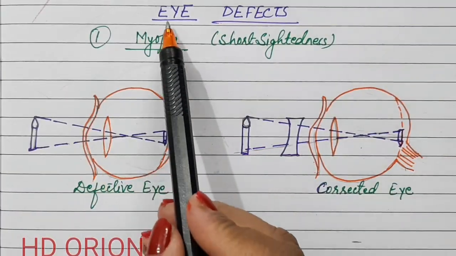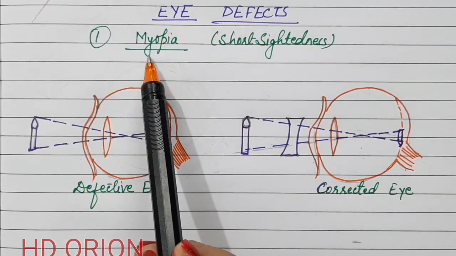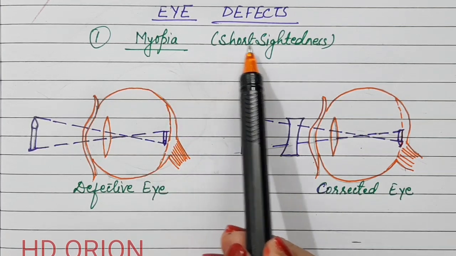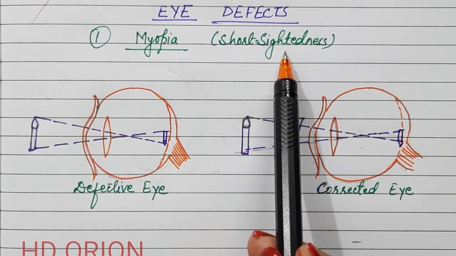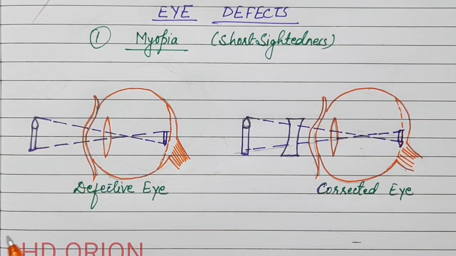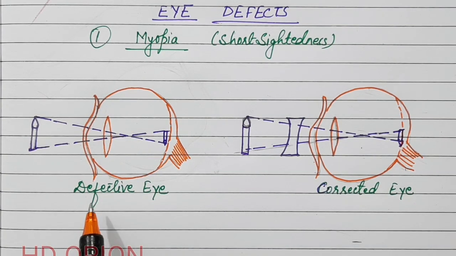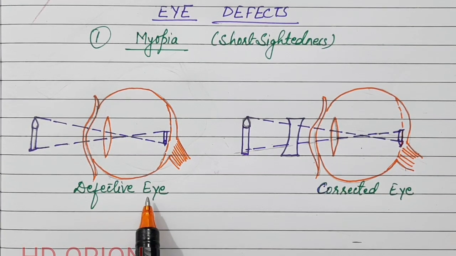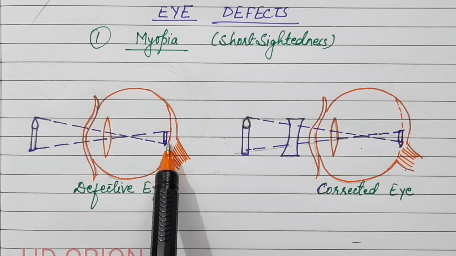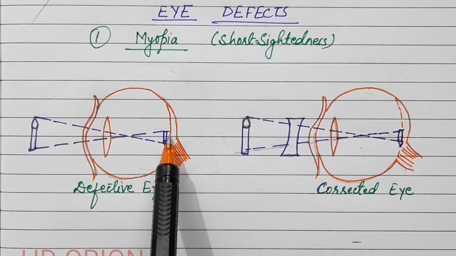Now let us study some eye defects. This is the first eye defect, called myopia or short-sightedness. In this eye defect, the person can see things clearly which are nearby, but those things which are very far off are not seen clearly. So this is the defective eye, and what happens is that the image is formed in front of the retina. It does not fall on the retina.